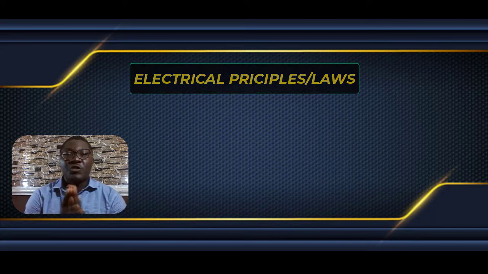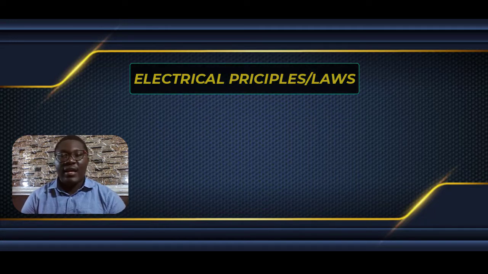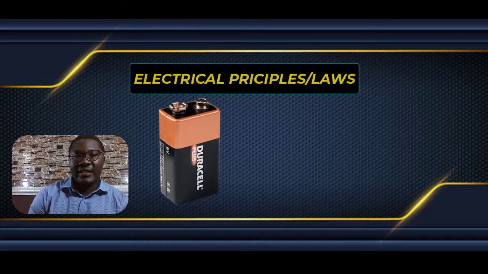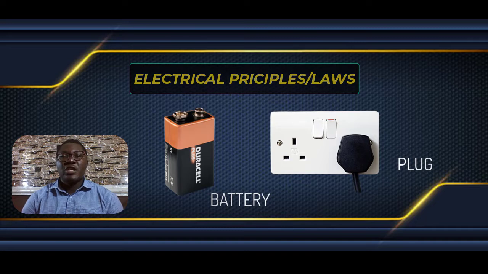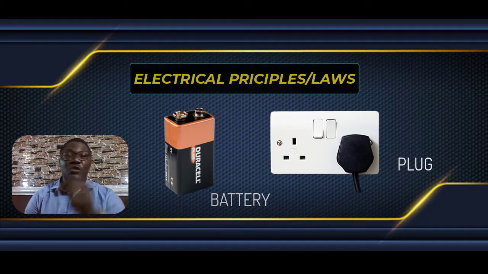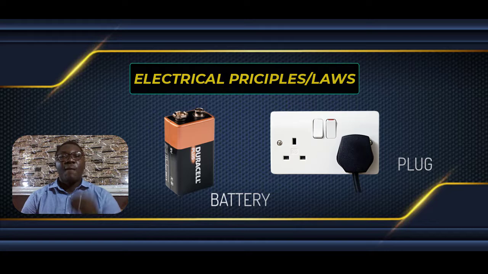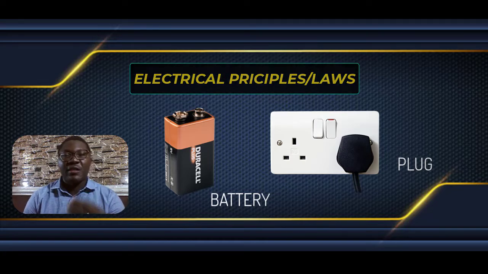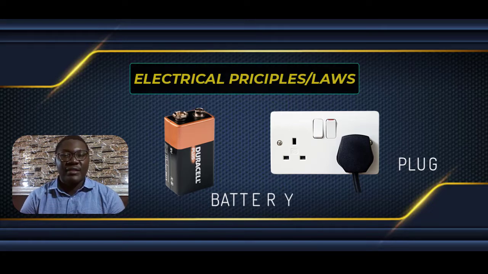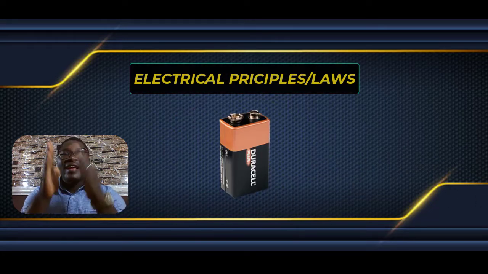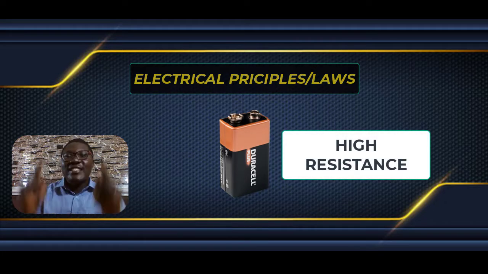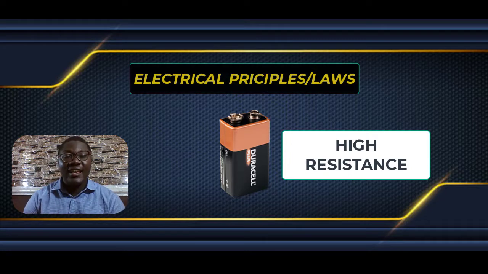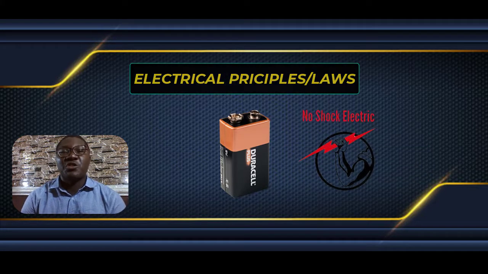And for us to better illustrate how a resistance works, let us use a battery and our plug. Normally, if you touch our plug that has light, if you touch the wire, it's going to shock you. But if you connect something to a battery and you touch it, it will not shock you. So that battery has very, very high resistance. So the flow in that circuit is very limited, so you will not receive any electric shock.